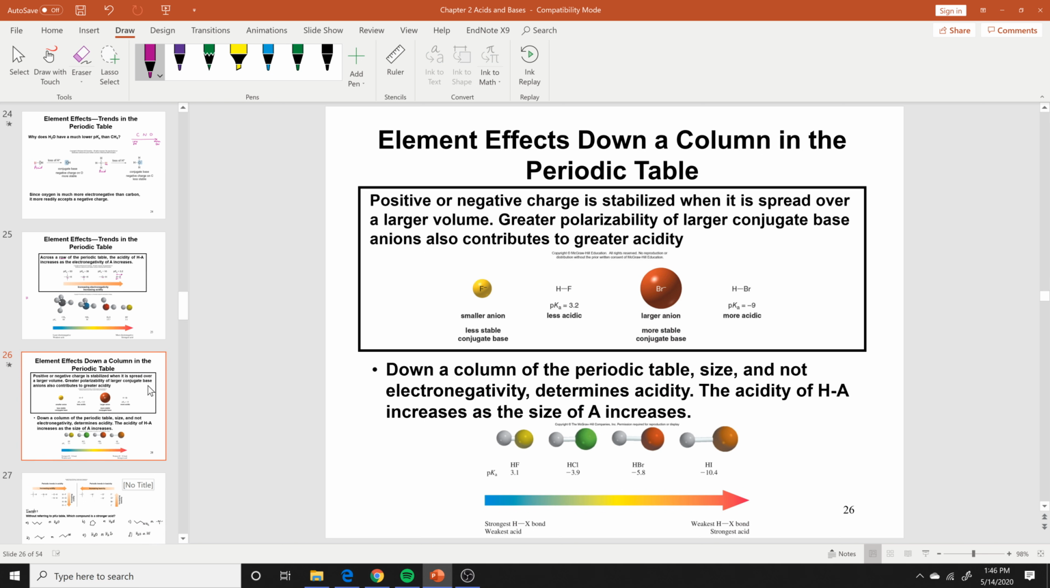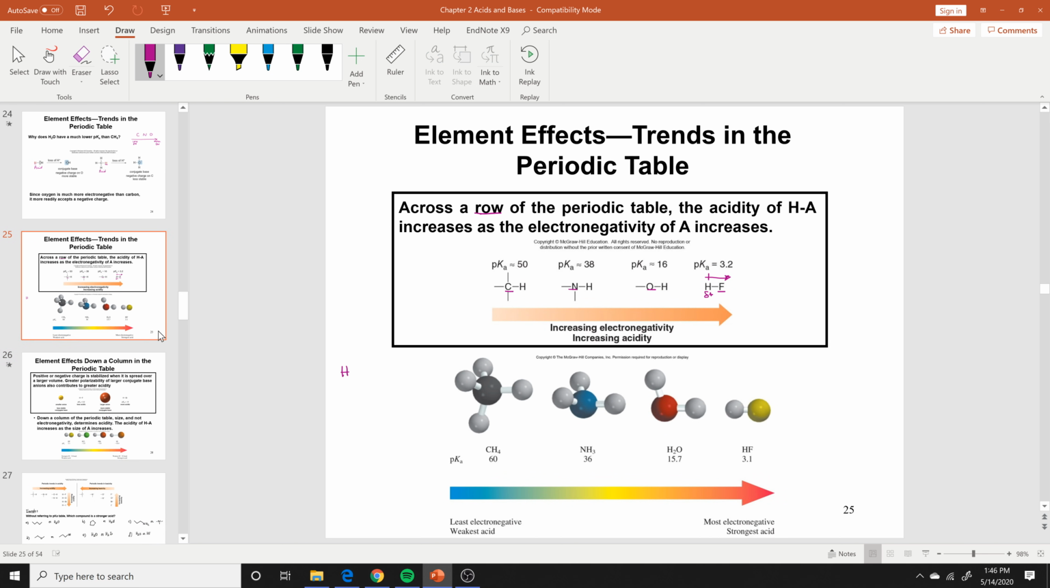Okay. So let's go back over here a little bit. If you can take a look here and see, okay, if I change each one of those into its conjugate base, so I have an F negative there, I have an OH negative here, I have an NH2 negative, and then I have a C negative. Why am I doing this?